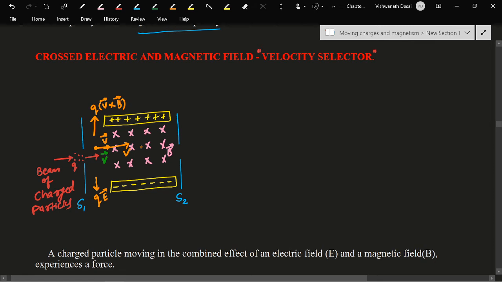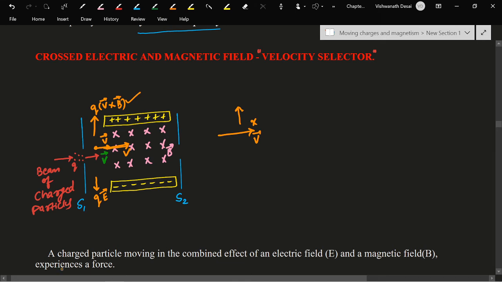Now let us concentrate on only the magnetic force. When a charged particle enters with certain velocity v, the velocity direction is like this, and the magnetic field direction is inward, into the board or into the plane of the paper. So you have to use the right hand rule. If you use the right hand rule, you curl your fingers from v towards B, and the thumb points in the upward direction. So the magnetic force will be upward.